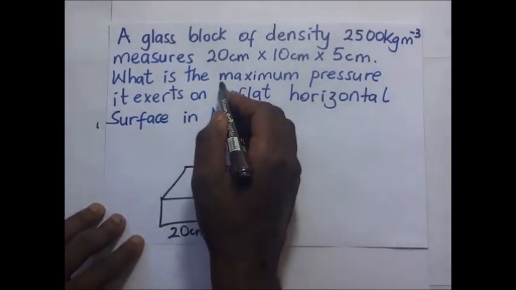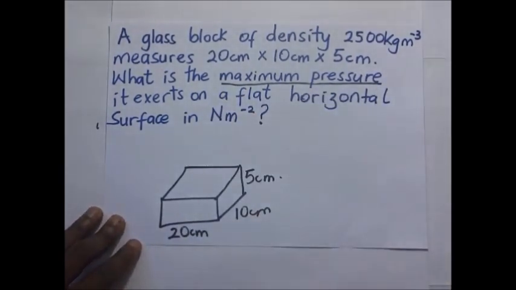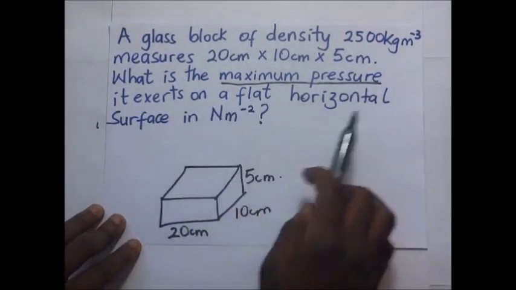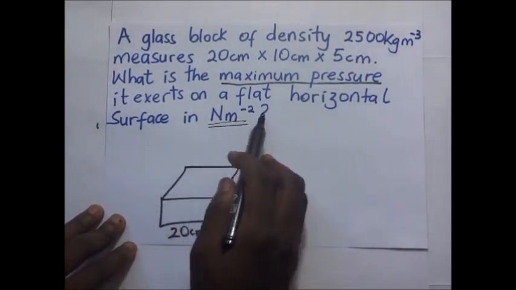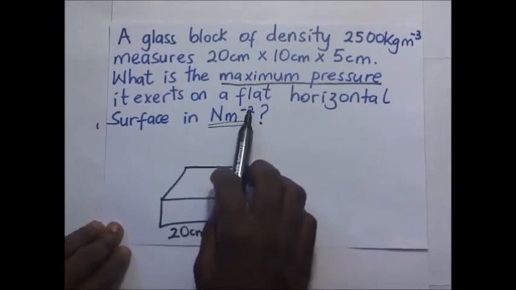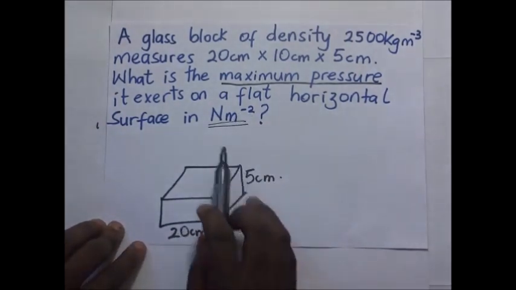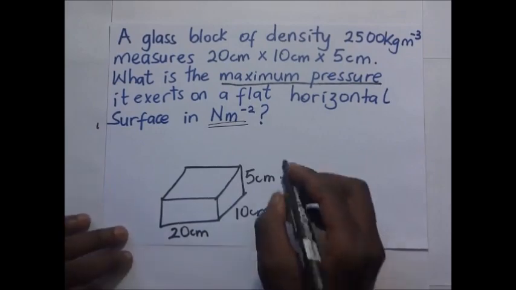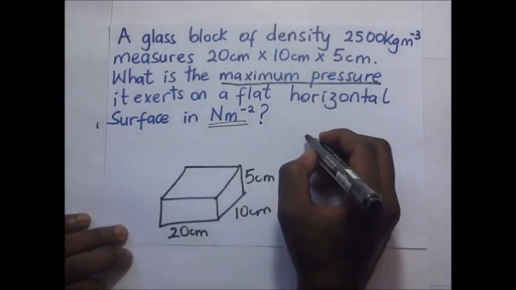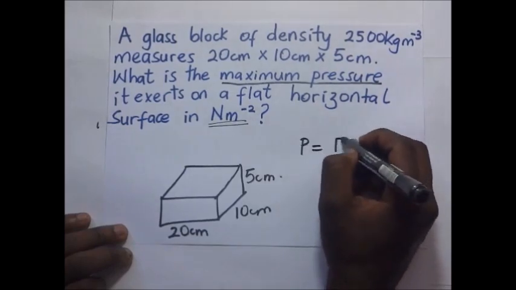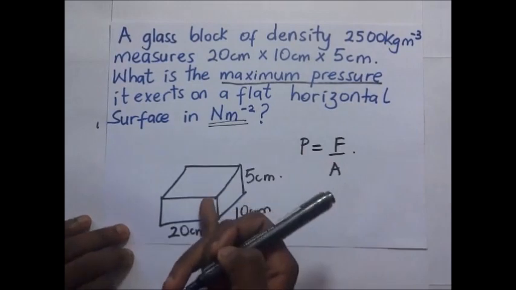They're asking us to find the maximum pressure it exerts on a flat horizontal surface in newtons per meter squared. So if they want the answer in newtons per meter squared, it means we are supposed to first make sure that these are the SI units. So our force is supposed to be in newtons and our area is supposed to be in meters squared. We know that for us to be able to find the pressure, it is going to be equal to force over area. That is pressure in solids.